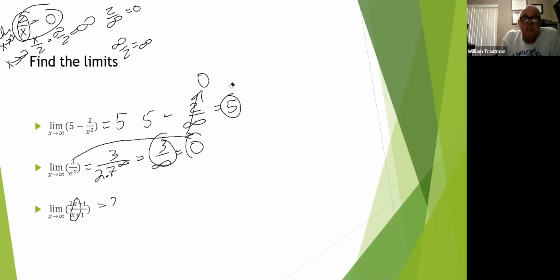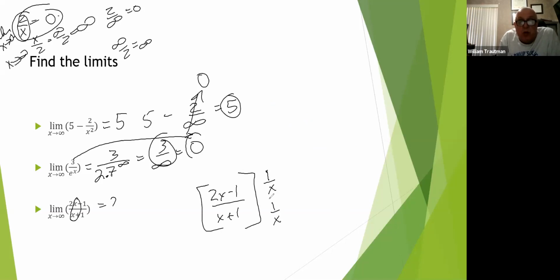The algebra, it's just algebra. So if I have (2x minus 1) over (x plus 1), and I multiply everything by the highest power x, but its reciprocal. The highest power x is just x to the 1 power. So if I multiply the top by 1 over x and the bottom by 1 over x, whatever you do to the top, you can do to the bottom.